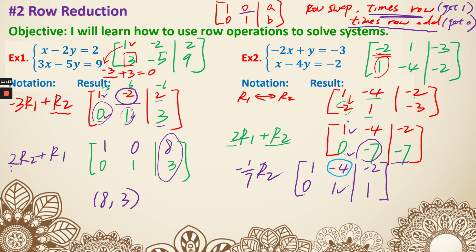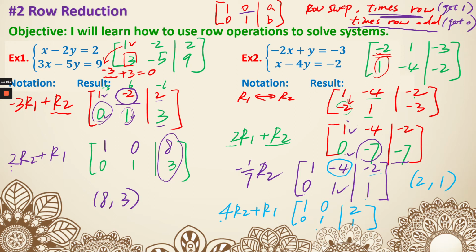Lastly, we just need to get this -4 to a 0. So in order to do that, times row add. We're going to multiply the second row by a 4, then add it to the first row. That means my second row is not changing, but I'm multiplying them by 4 to add to the first row. So this one stays there. 1 times 4 is a 4, plus a -4 is a 0. 1 times 4 is a 4, added to a -2 is a +2. So my final answer, 2, 1.